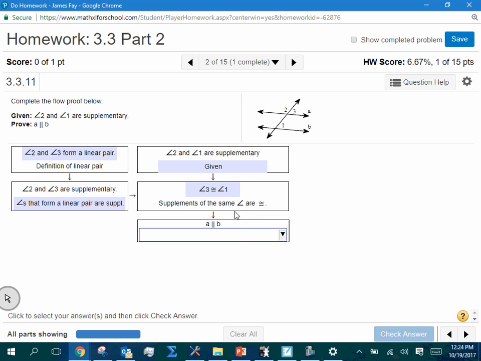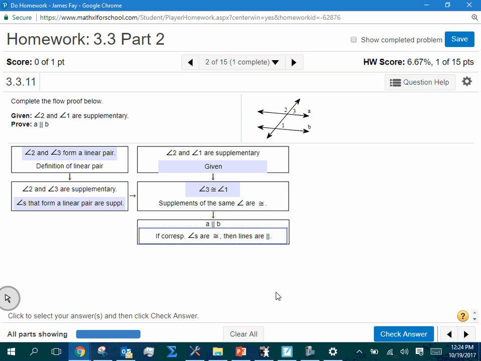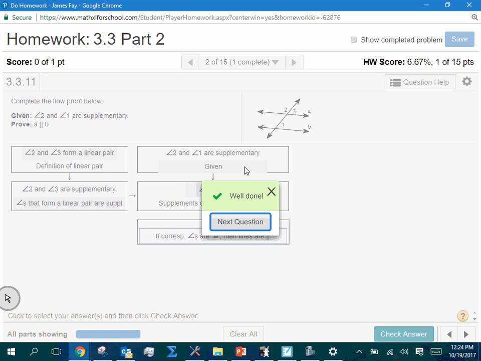Okay, so now we've got a flow chart. From that, if 3 and 1 are congruent, which is what we're saying here, what's that tell you about lines A and B that we talked about yesterday? They had to be parallel. Now the reasoning: what kind of angles are 3 and 1? Corresponding. So we need to go through this and find the statement that says if corresponding angles are congruent, then the lines are parallel. That's my answer, and we're good to go.